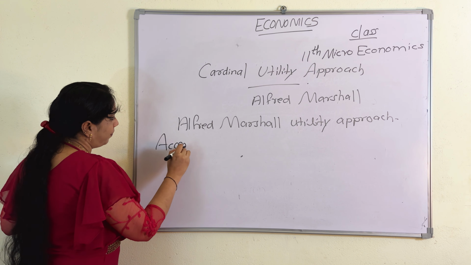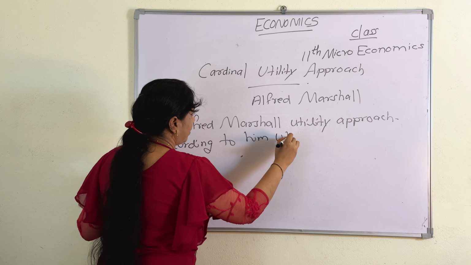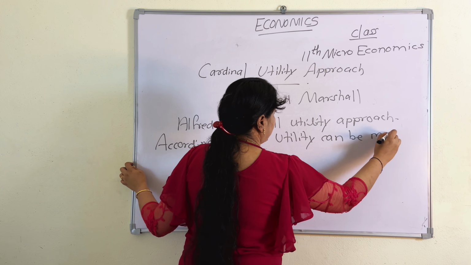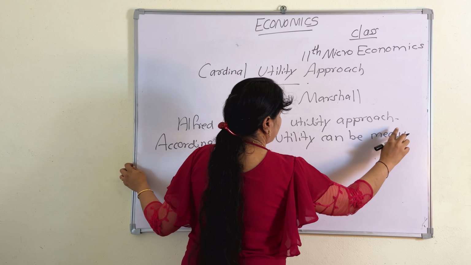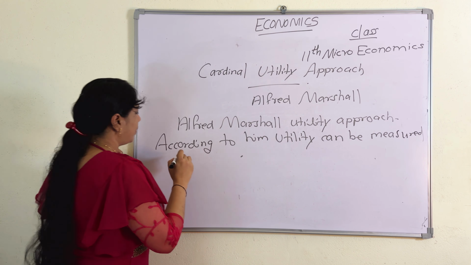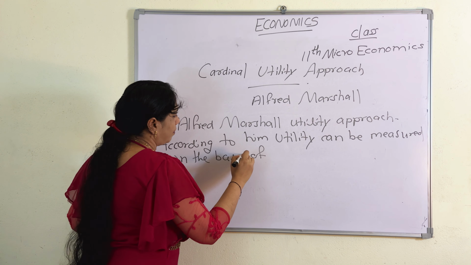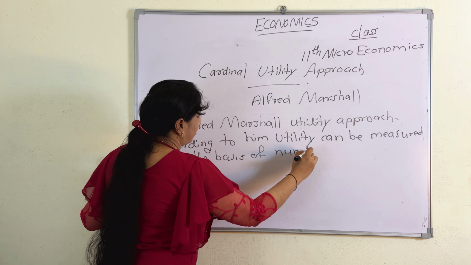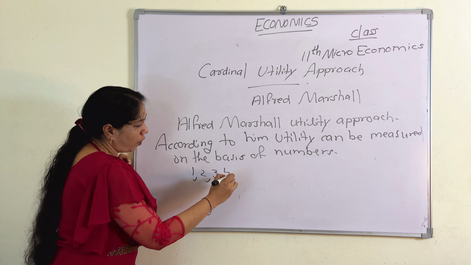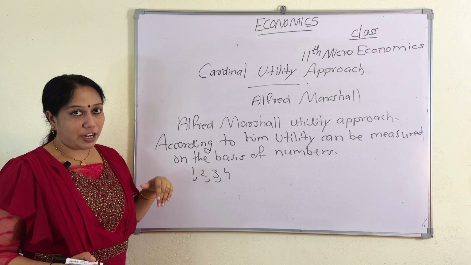According to him, utility can be measured on the basis of numbers, that is 1, 2, 3, 4. Like that we can measure the utility or satisfaction of the consumer.